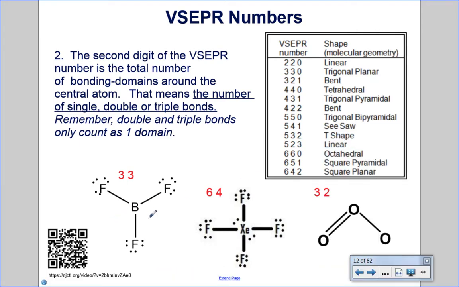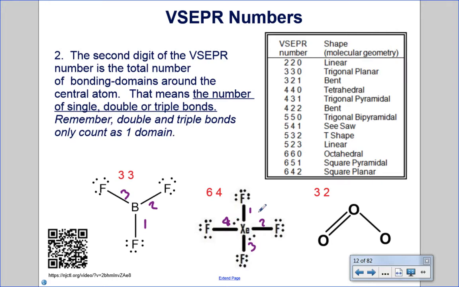For boron trifluoride, this is easy. Each of the bonds are single bonds, so each of the three bonds involved in the bonding domain are also single bonds, and so the second number would be 3. Now, in the case of xenon tetrafluoride, 6, because there were 4 bonds and 2 unbonded pairs of electrons to give the first number of 6. But now for the second number, we only want to count the bonds, which would be 1, 2, 3, 4. And that means that the second number would be 4.